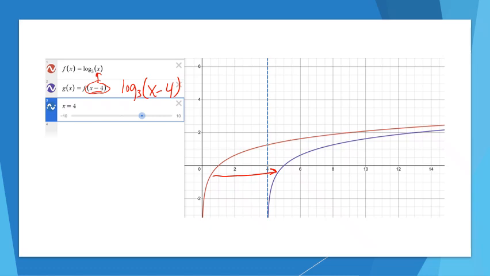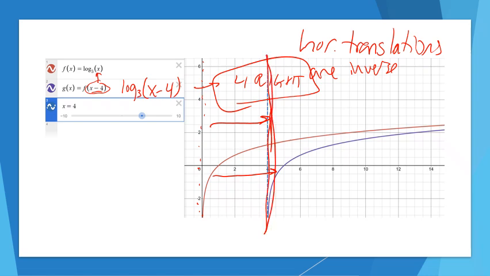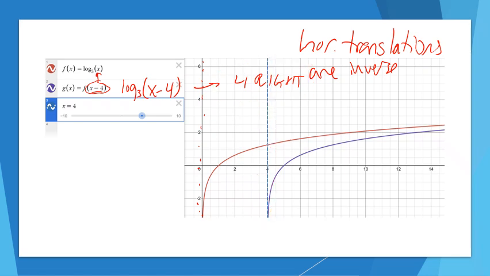So remember, horizontal translations are inverse, right? So if you see minus 4, it's actually 4 units to the right. That is very important. What also comes along with it is that vertical asymptote. That vertical asymptote is now being moved 4 units over and now is at x equals 4 instead of x equals 0 there. And so we can see just a good example of this with Desmos here.